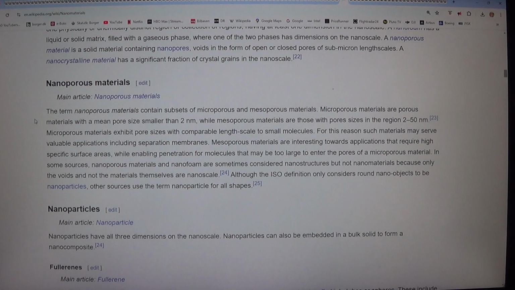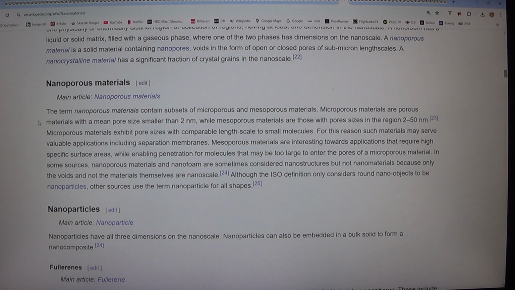Microporous materials exhibit pore sizes with comparable length scale to small molecules. For this reason such materials may serve valuable applications including separation membranes. Mesoporous materials are interesting towards applications that require high specific surface areas, while enabling penetration for molecules that may be too large to enter the pores of a microporous material.